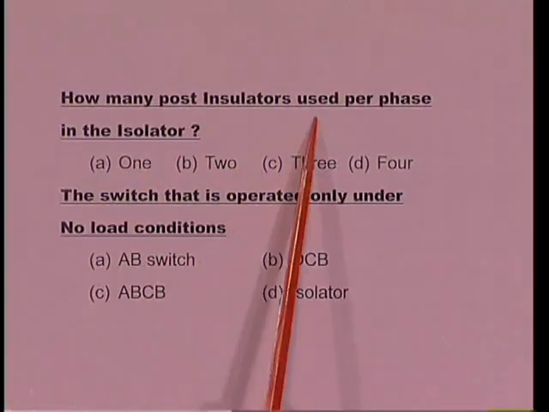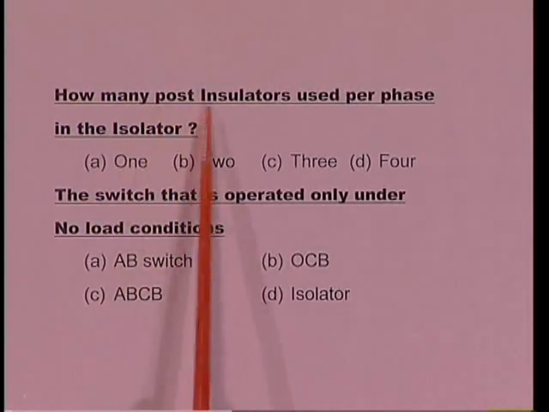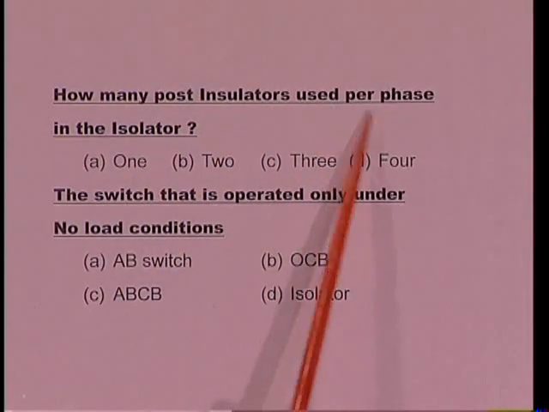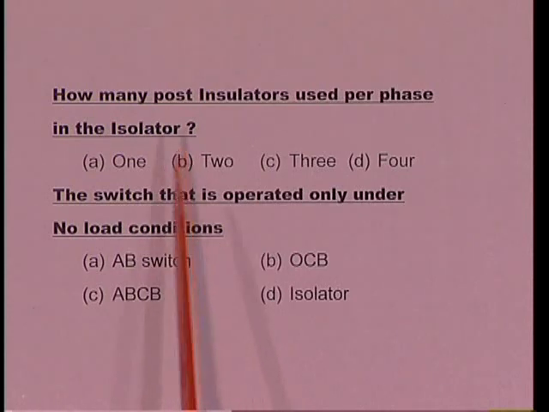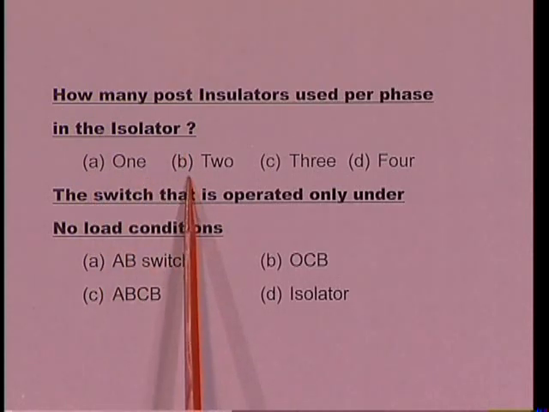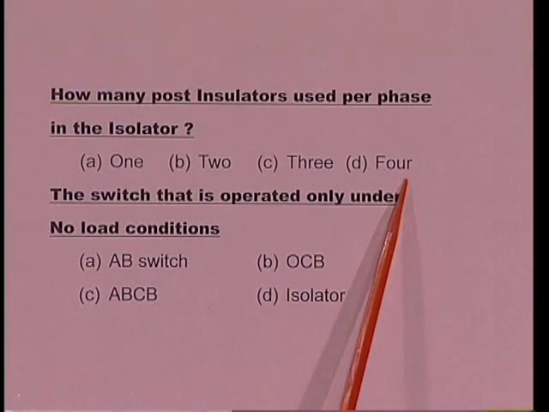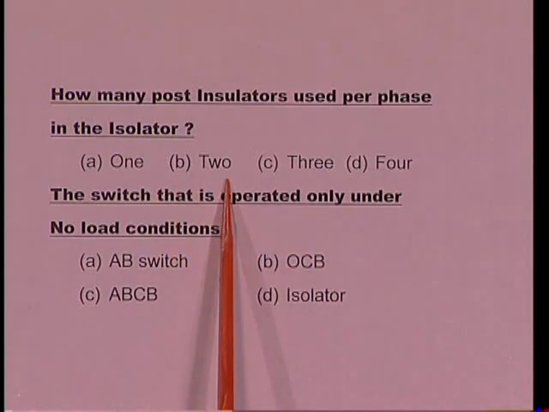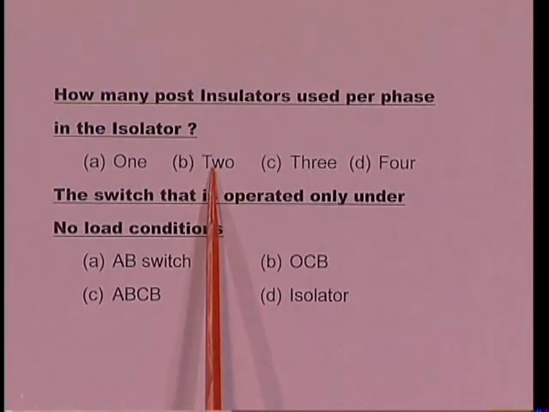How many post insulators are used per phase in the isolator? I told you per phase: A 1, B 2, C 3, D 4. Which is correct? I think 2 is correct, because per pole 2 insulators will be coming, one on either side, post type insulators. So the B is correct.